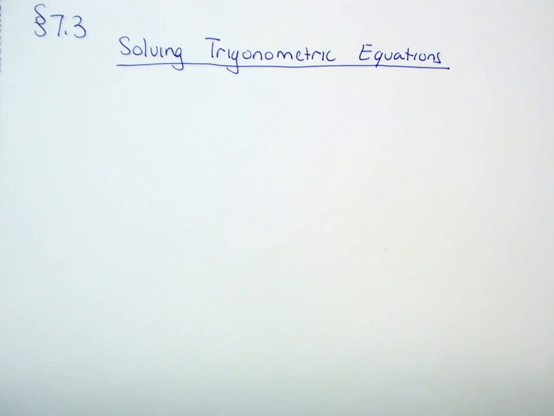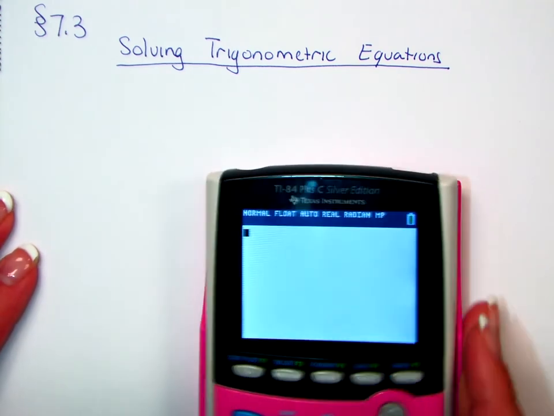7.3, solving trigonometric equations. This is the only section that we're going to do this week because it is really important. I am going to be using my calculator, and I do like to solve all these equations in degrees because I think it makes more sense. I know the online homework likes the answers written in radians. So at the end of all these solutions, I will change everything to radians, just to show you how to solve things in radians.